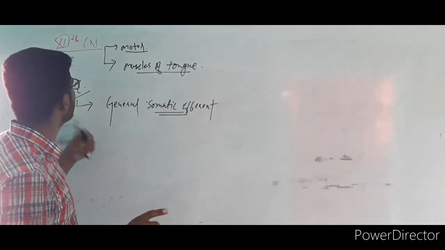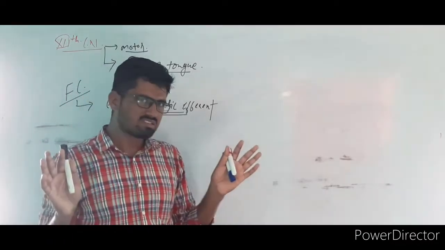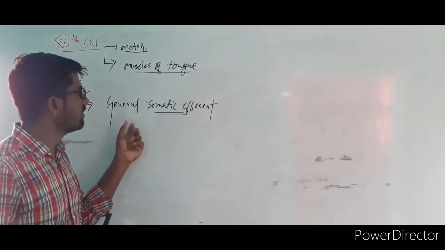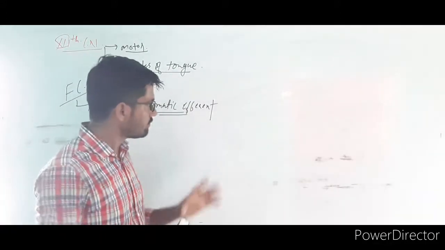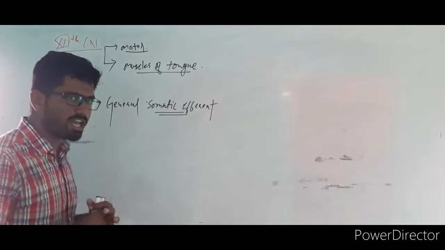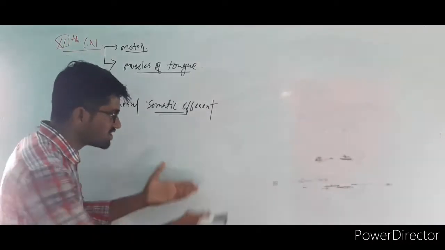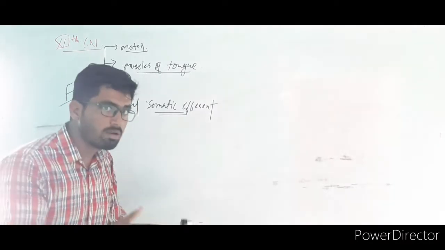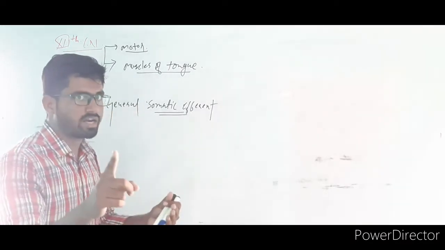Have you read this 12th cranial nerve anywhere else? No, it's supplying only the muscles of the tongue. So only one type of fiber is there. Now can you tell me its origin? Just now we have seen it arises lateral to, or you can say between, the pyramid and the olive, right?